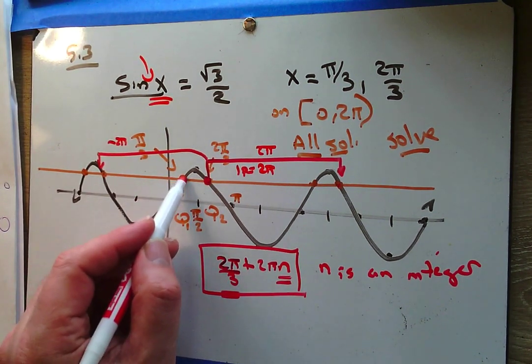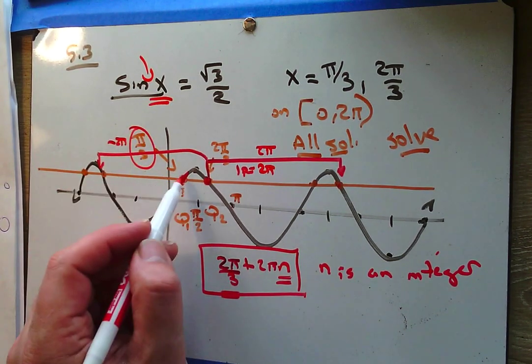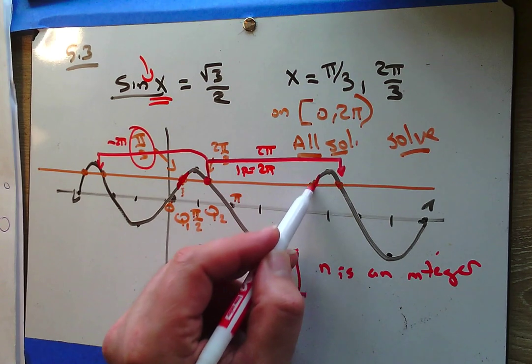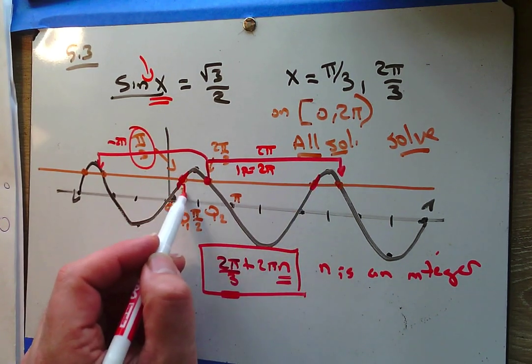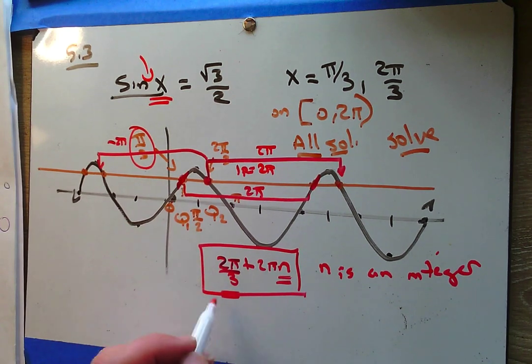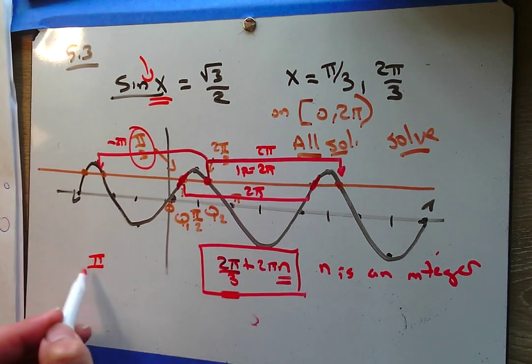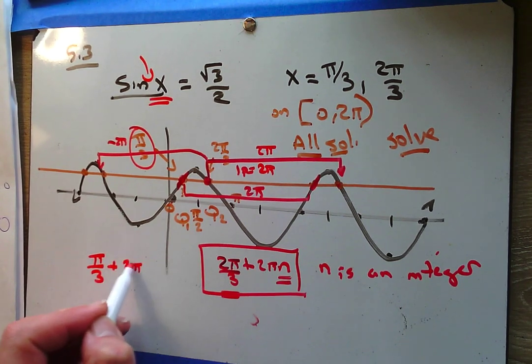So what about this other point, the point on the upslope, the one at pi over 3? How far is it from the next point on the upslope? Well, that's still 1 period, that's still 2 pi, and so I'm going to say that second solution will be pi over 3 plus 2 pi n.